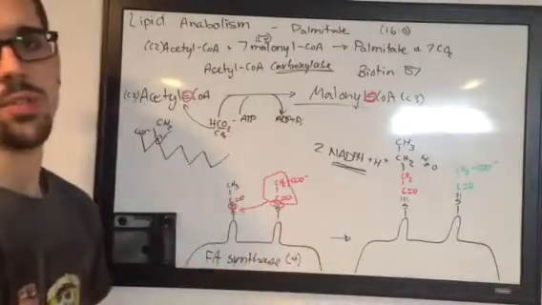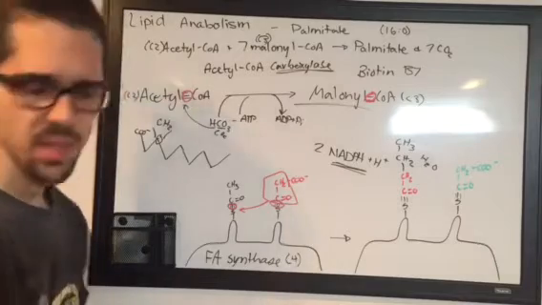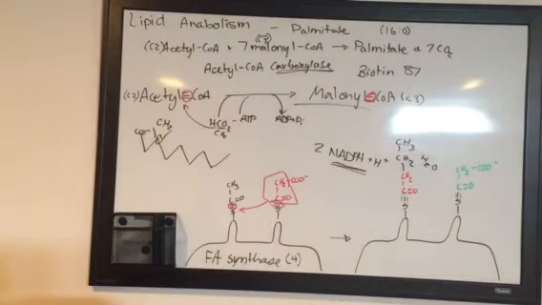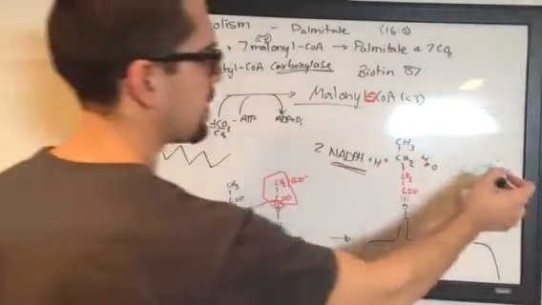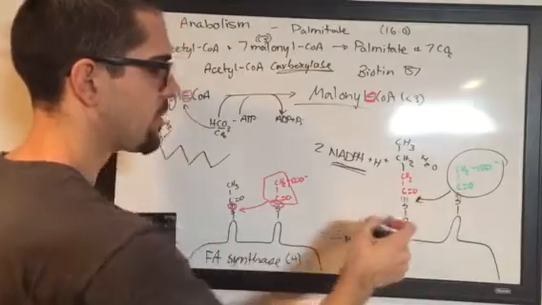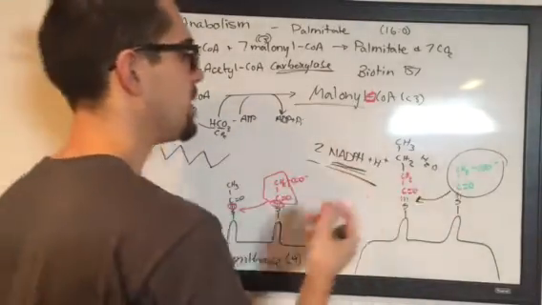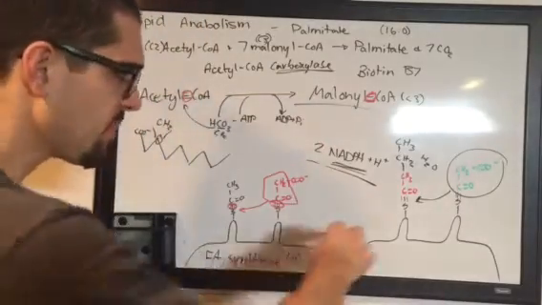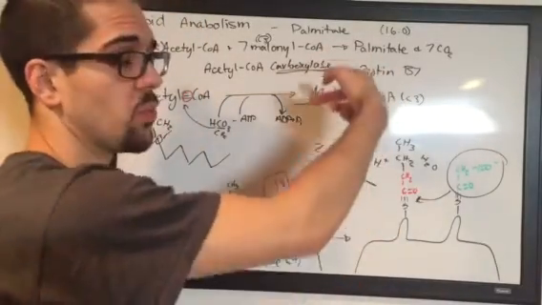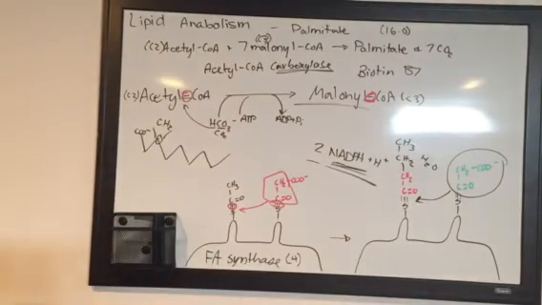Now this is essentially just going to cycle through until you have palmitate. All right? So what is essentially going to happen is you're going to bind another malonyl-CoA on there. You'll have another acetyl transfer. You're going to use 2 more NADPH, and you're going to create basically just 1 more link in the fatty acid chain.